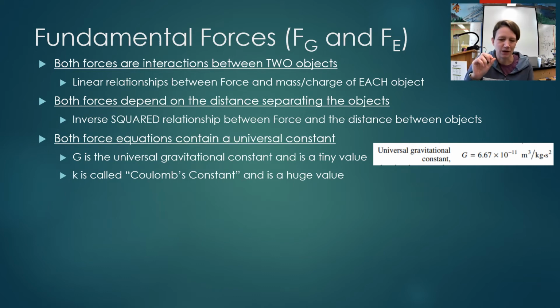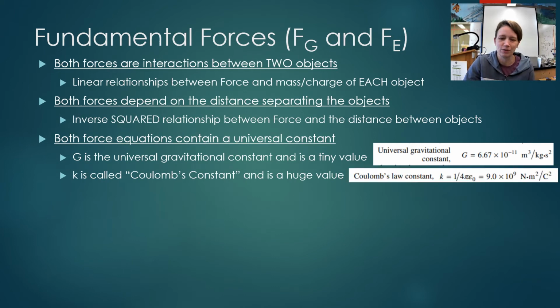Actually, it's a little funky how they show it in the equation, but I'll get to that in a minute. But it's actually a huge value, especially compared to the universal gravitational constant. Coulomb's constant is equal to 9 times 10 to the 9th with some big ugly units. You'll see this 1/4 pi E naught situation.